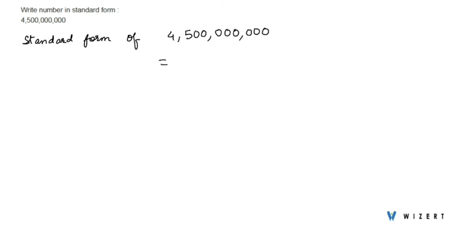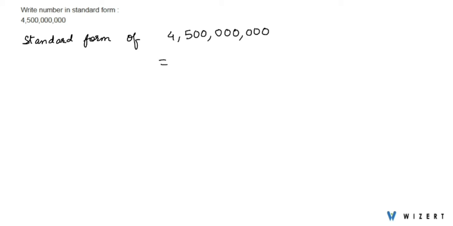Write the number in standard form, and this is the given number. So we have to write the given number in standard form. Let's count how many zeros this number has. So it is 1, 3, 3, 6 plus 2, 8.